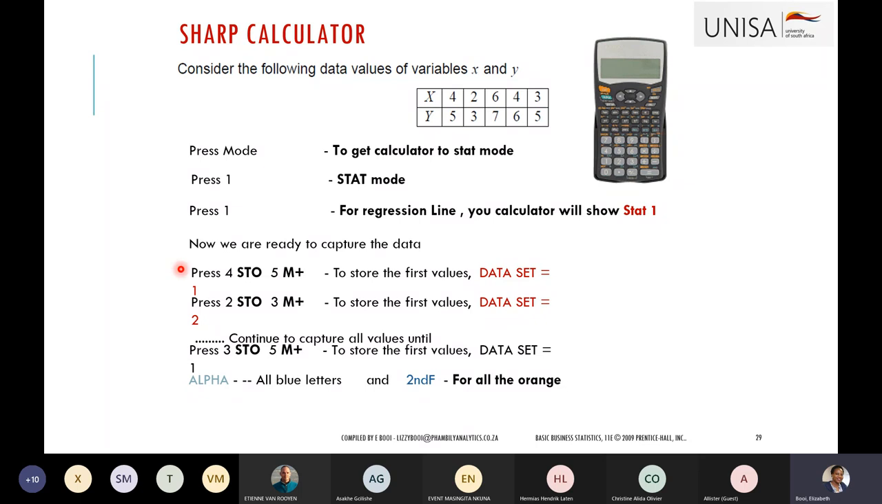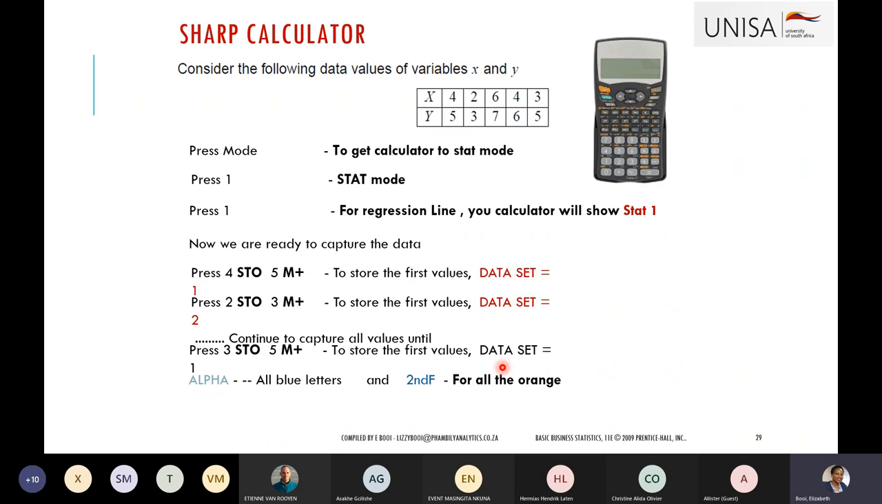So you're going to press 4. If we capture this, you press 4 and you press STO and then you press 5 and then you press M plus. So it's 4, store, 5, M plus, and then it will say data set 1. And you continue: 2, store, 3, M plus, data set 2, until you capture all the values.